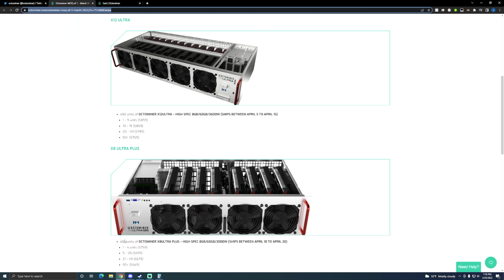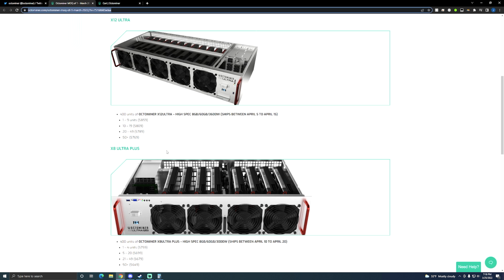and it looks like they have, I don't know if these are stock numbers that they have or this is how many they're willing to sell these days. So I would suggest on the 30th getting on pretty early, which is in, at the time of shooting this video, in 5 days. But 1 to 9 units of the X12 Ultra, you're looking at $859 USD.